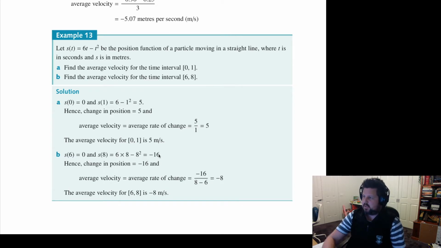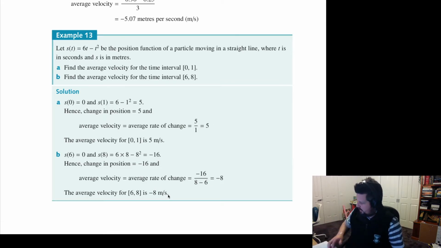So again, to calculate the average velocity, it's going to be the change in position. So negative 16, take away the 0, which is negative 16, divided by the time elapsed, so between 6 seconds and 8 seconds, that's 2 seconds there. So negative 16 divided by 2 is negative 8. So we can say the average velocity between 6 and 8 seconds is negative 8 meters per second.